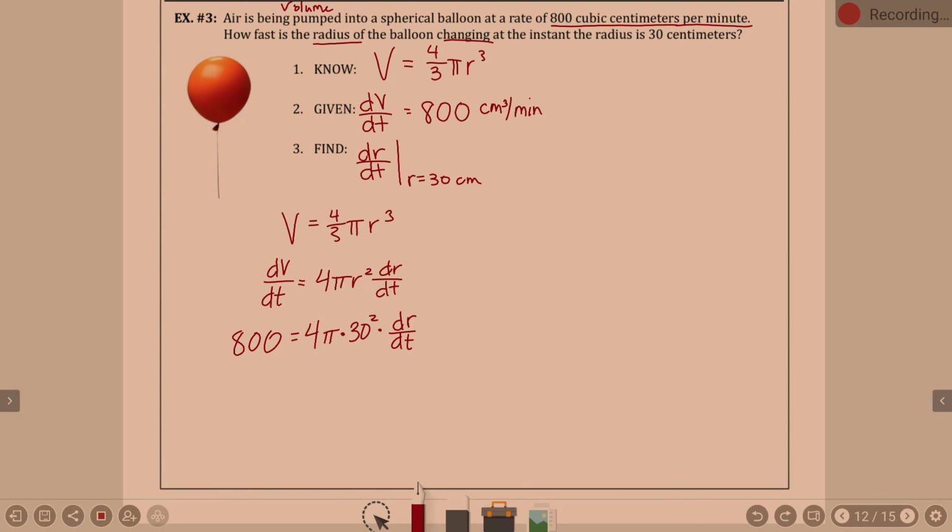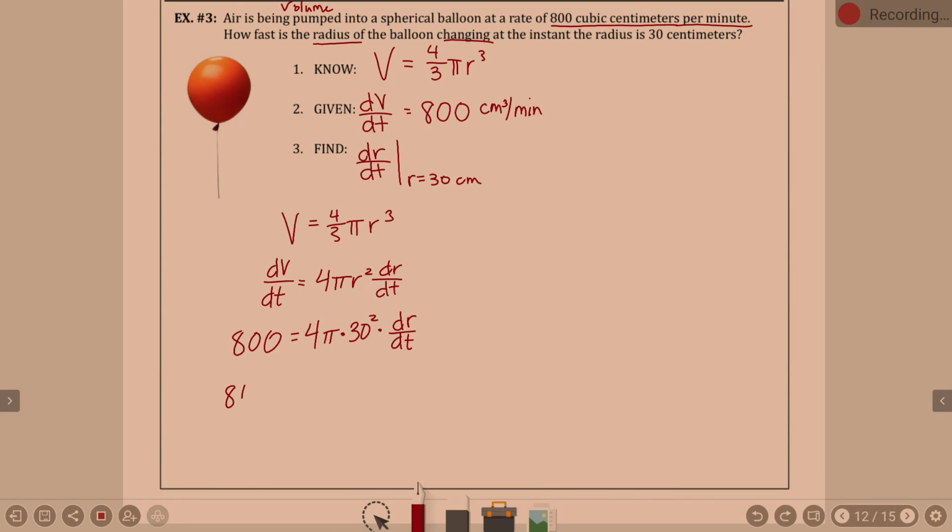Are we okay with what I just did? 4 pi r squared dr/dt, right? But we know r, so you plug in 30. So at this point, you plug in all the numbers you know. We were given that dV/dt is 800. That's the key: you should know everything. You should be able to plug in and fill in everything except dr/dt at this point.